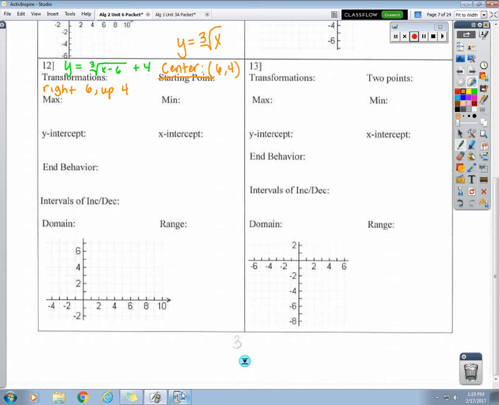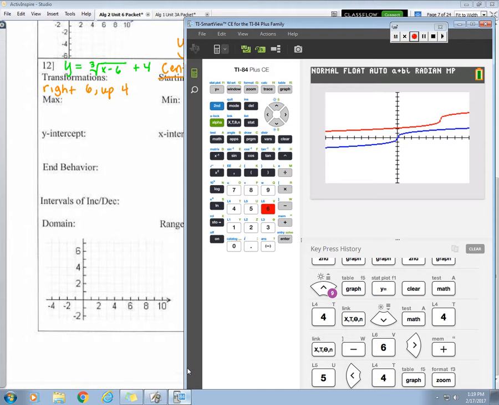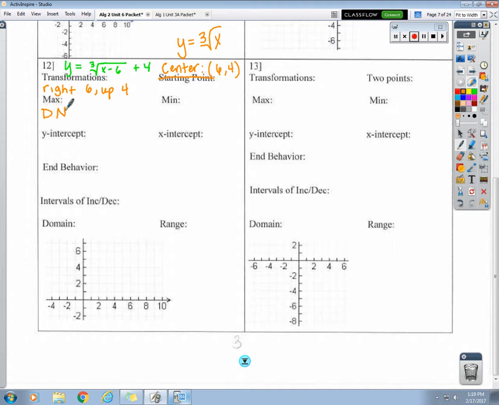Okay, maximum. What's the maximum point on that function? Right. With all cube root functions, won't they go up forever and down forever? So you won't have a max or a min.